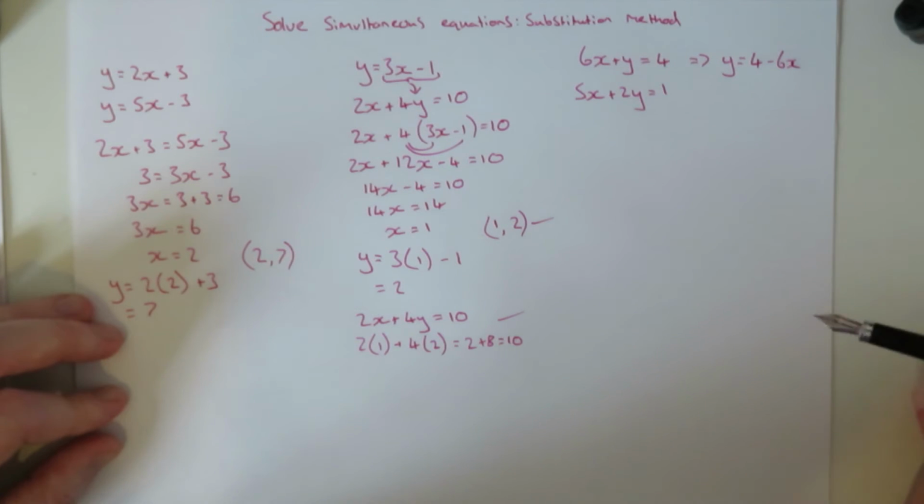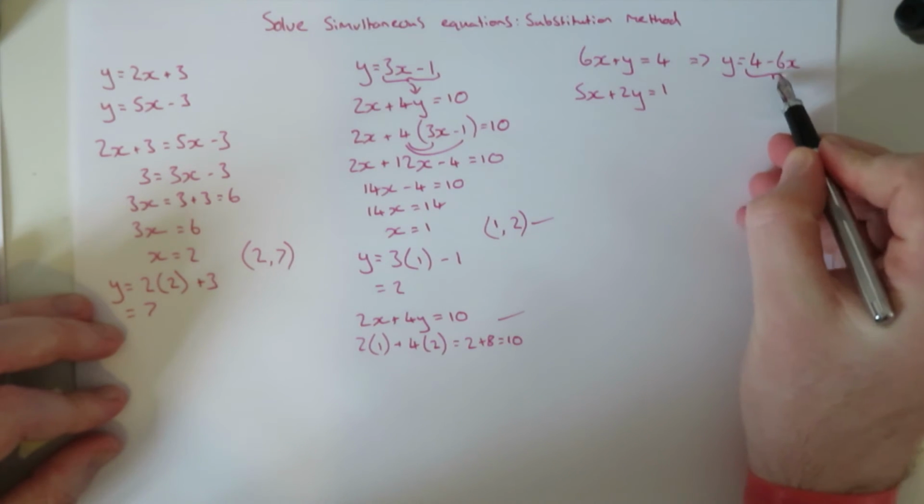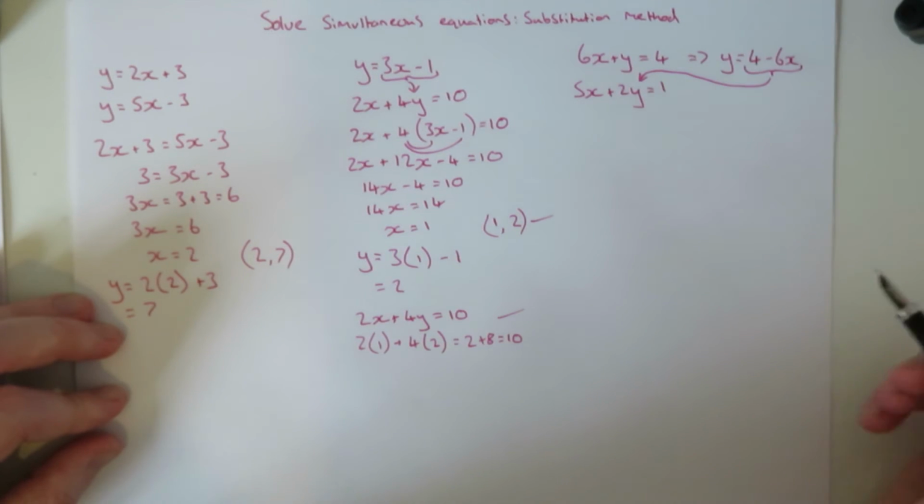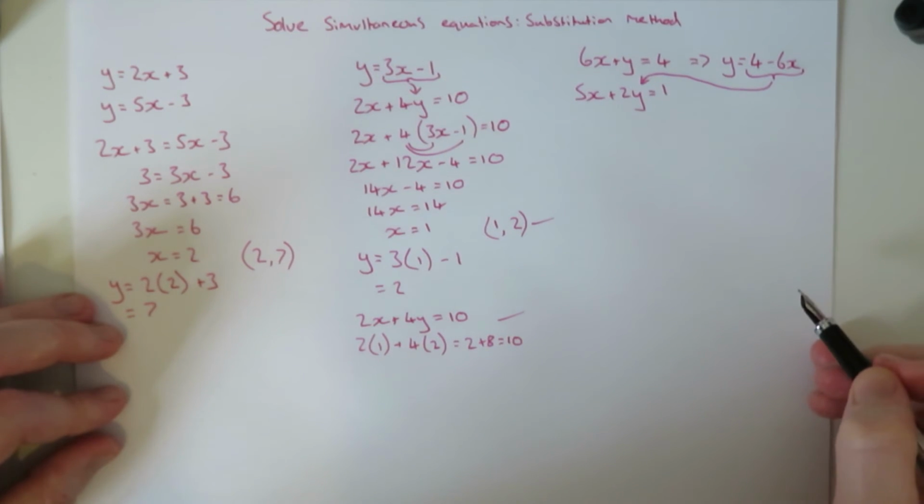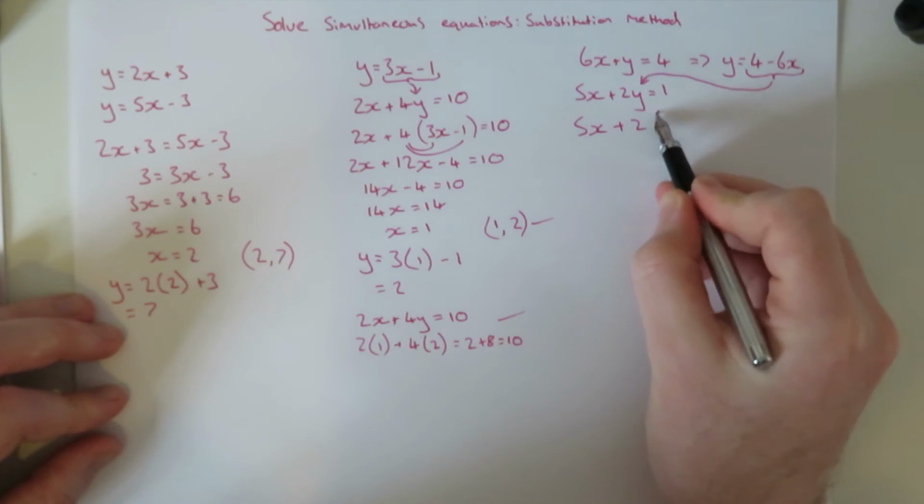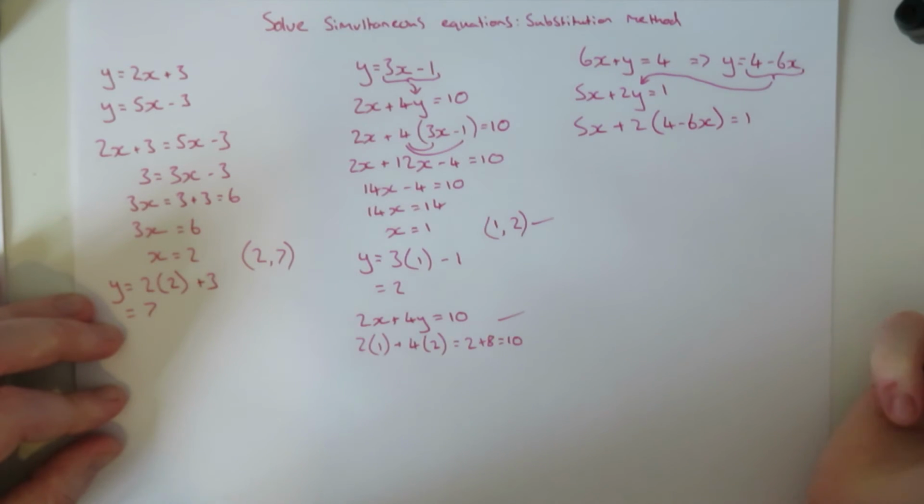Okay, so now we'll work through the example together. So what we do here, very similar to this example, we take what y is equal to there and we substitute it in for that y right there. So we have 5x plus 2 lots of y is 4 minus 6x, and that all equals 1.